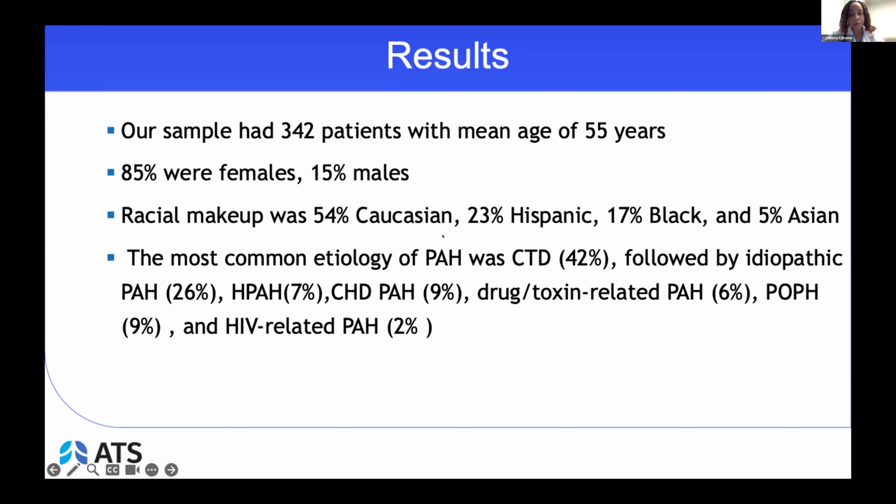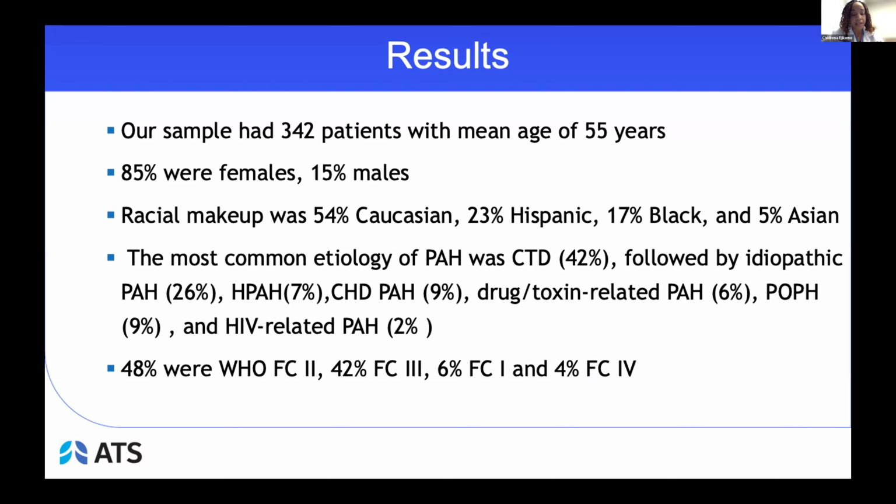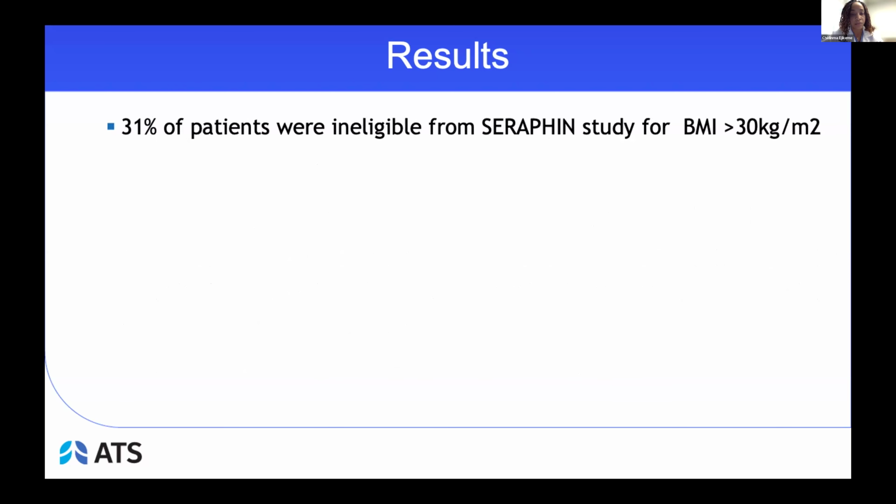And for our PAH etiology, 42% were connective tissue related, followed by 26% which were idiopathic PH. Then heritable was 7%, congenital heart disease 9%, drug and toxin related 6%, portal hypertension 9%, and HIV related was 2%. And then for our WHO functional class, our highest number of patients fell under class 2 with 48%, 42% were class 3, 6% were class 1, and 4% were class 4.